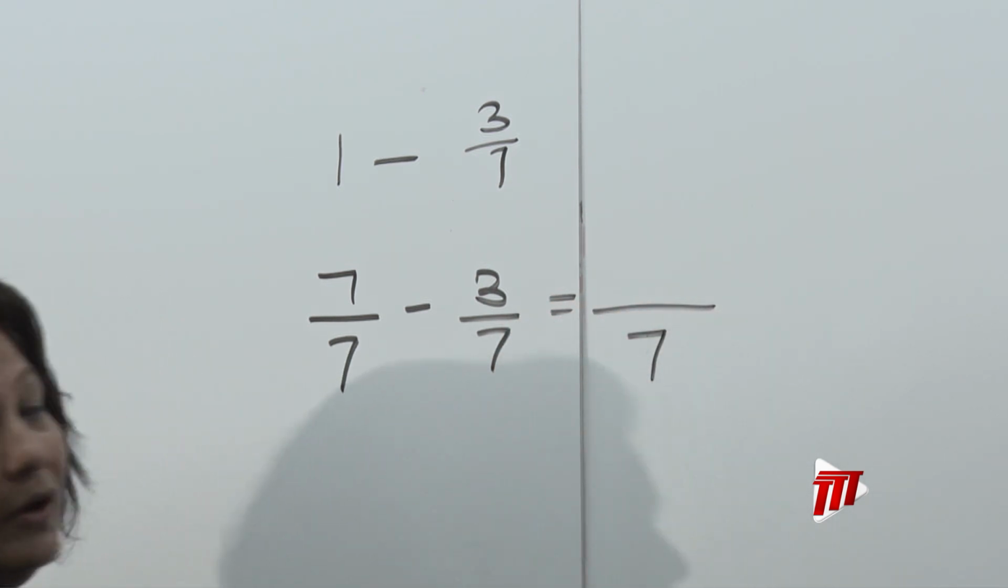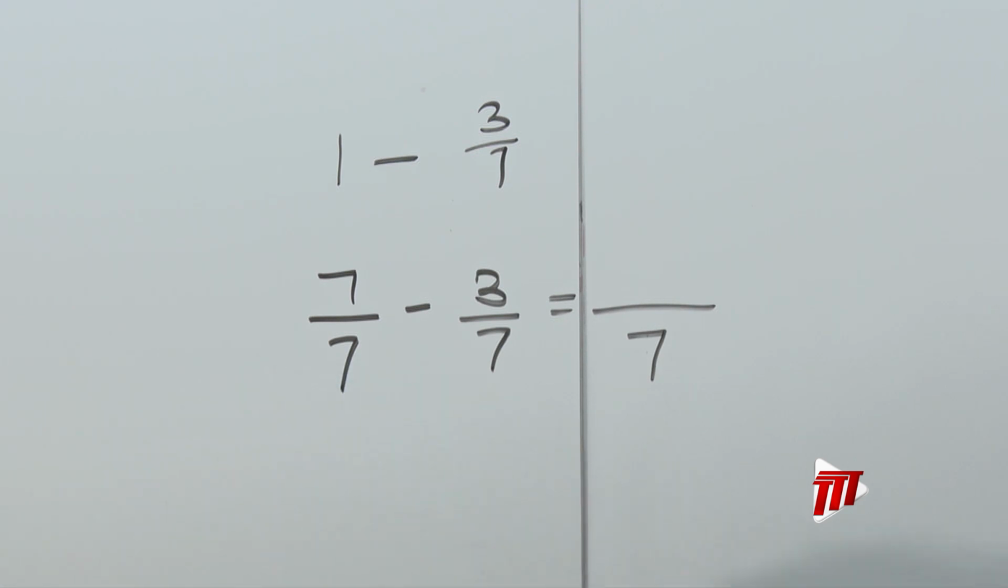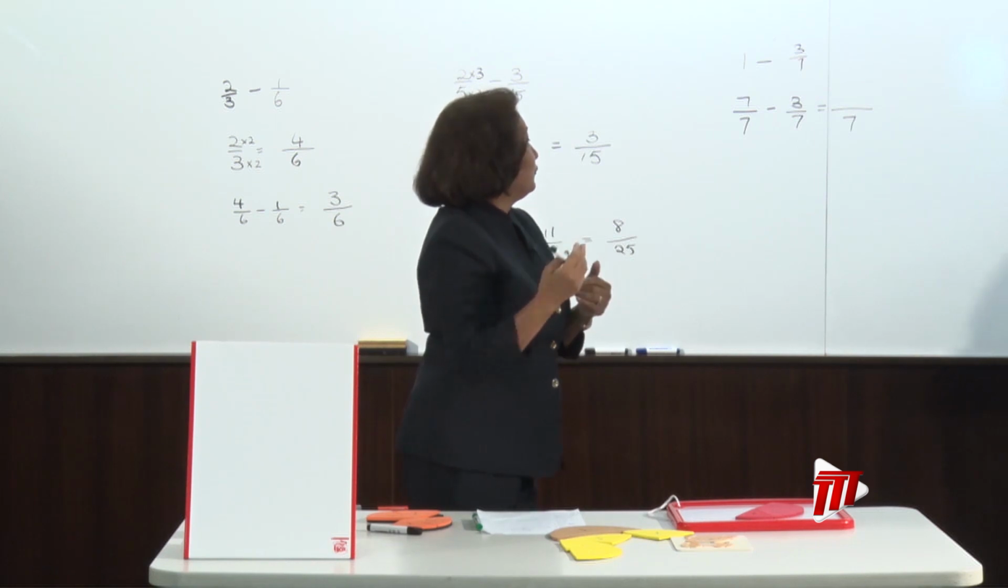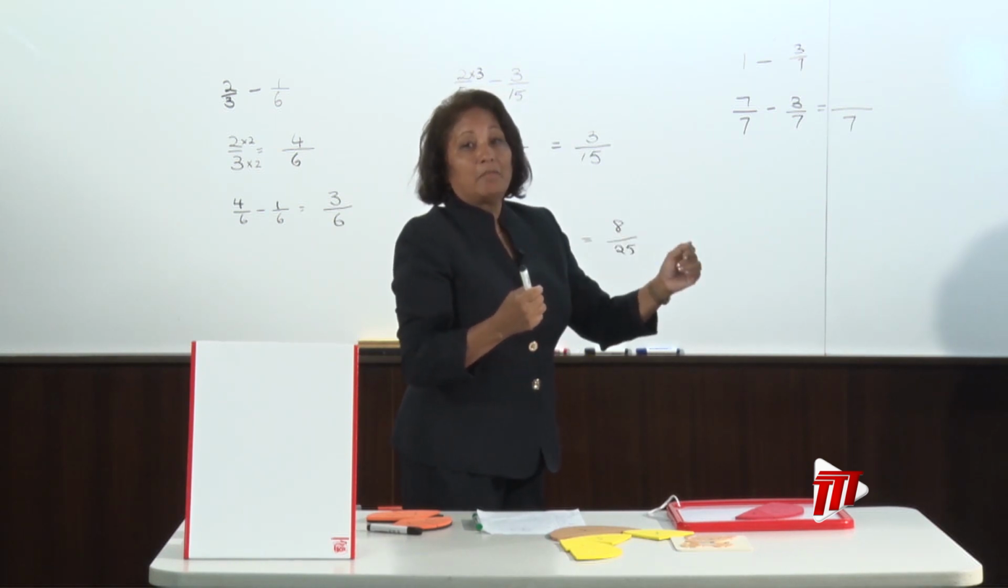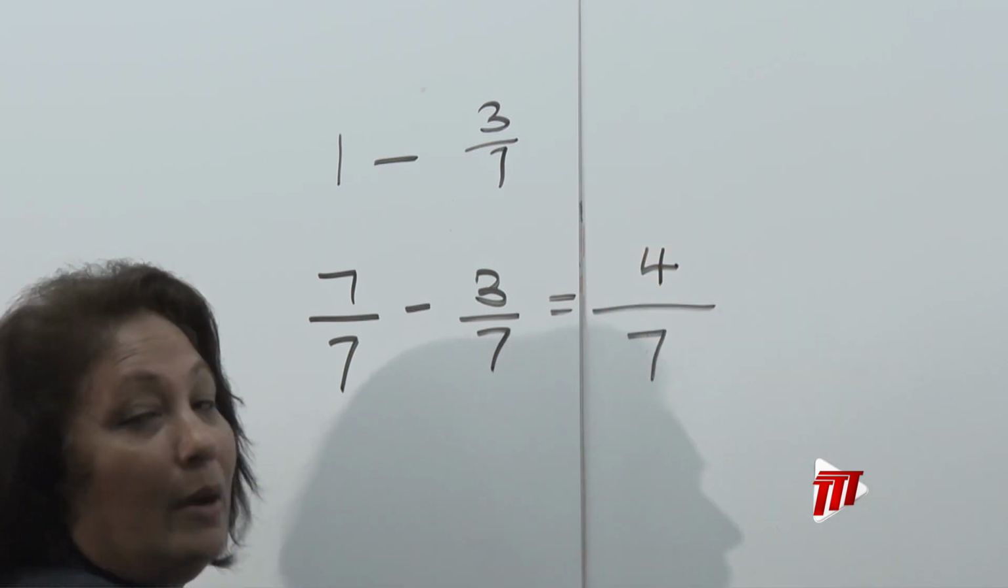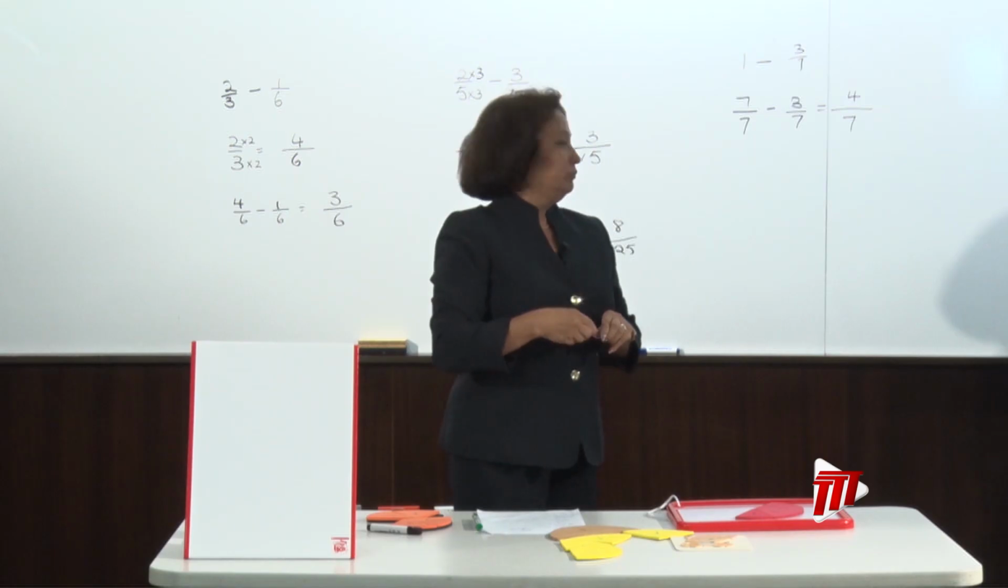So my answer would carry that same denominator of 7, and the numerator would be the difference of those two. 7 minus 3 would give me 4. So you end up with 4/7.